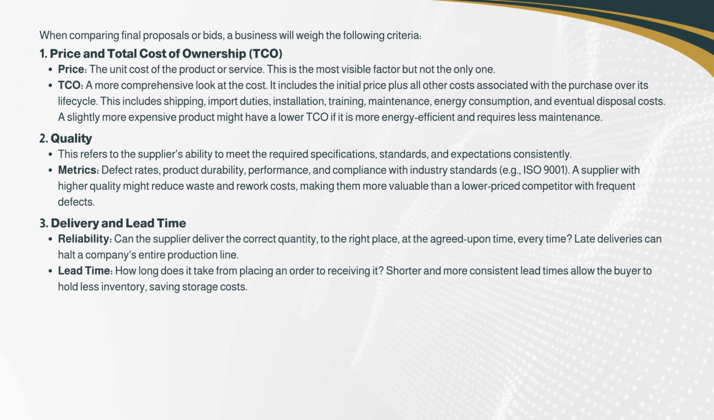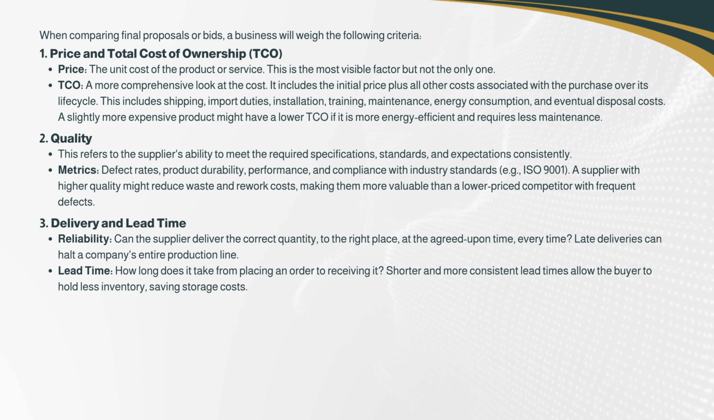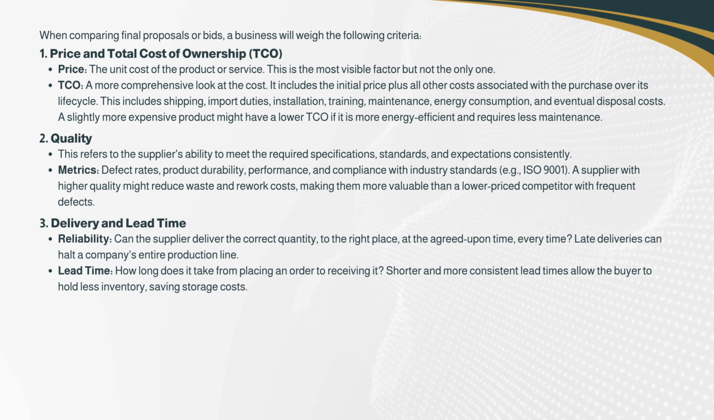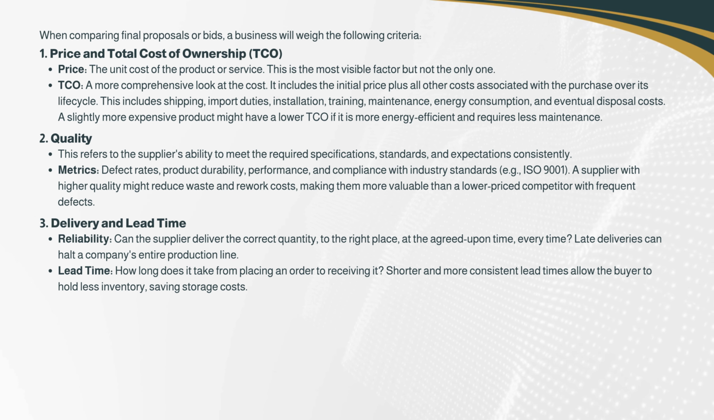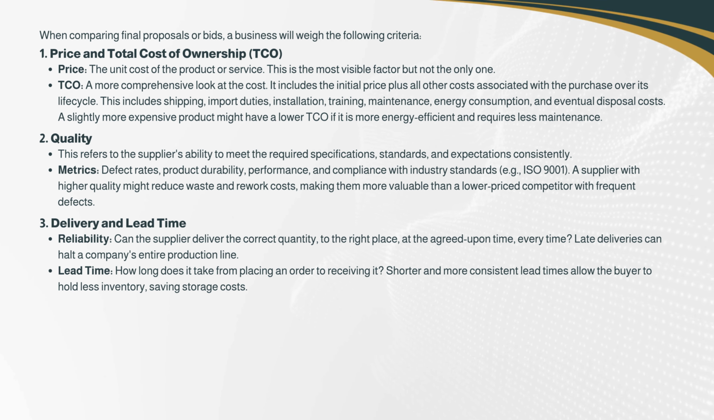3. Delivery and lead time. Reliability: can the supplier deliver the correct quantity, to the right place, at the agreed-upon time, every time? Late deliveries can halt a company's entire production line. Lead time: how long does it take from placing an order to receiving it? Shorter and more consistent lead times allow the buyer to hold less inventory, saving storage costs.